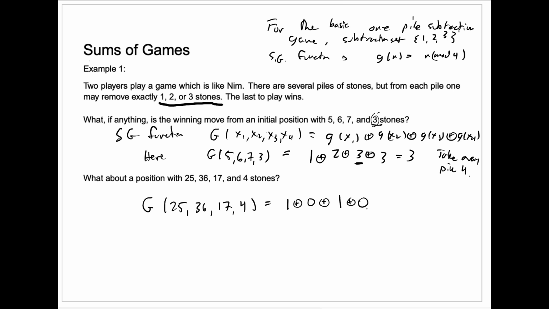And this, again, you can easily do in your head. What's the nim sum of 1 plus 0 plus 1 plus 0? That will give you 0, because 1 plus 1 is 0, and adding the zeros doesn't change that. So this is actually a P position. There's no winning move. Any move you make here can be countered by the next player to bring you back to a position with Sprague-Grundy function 0.